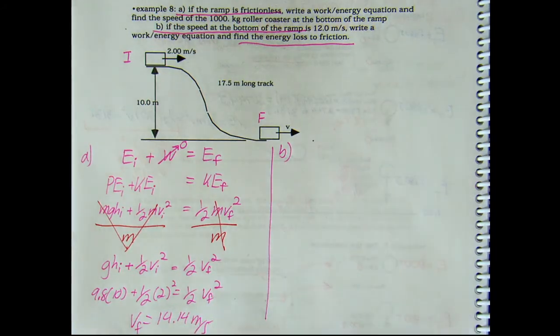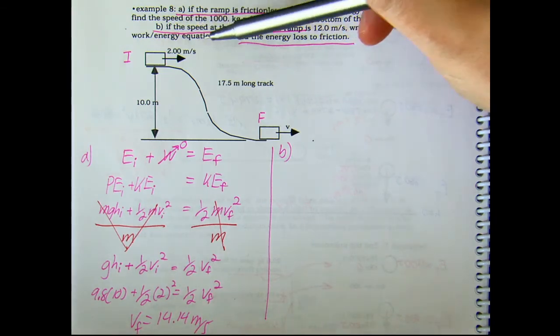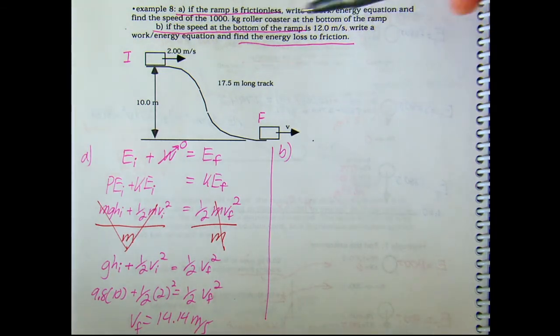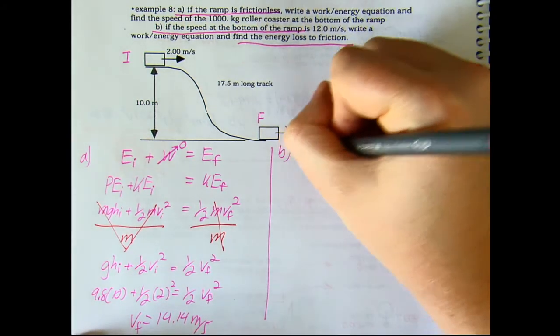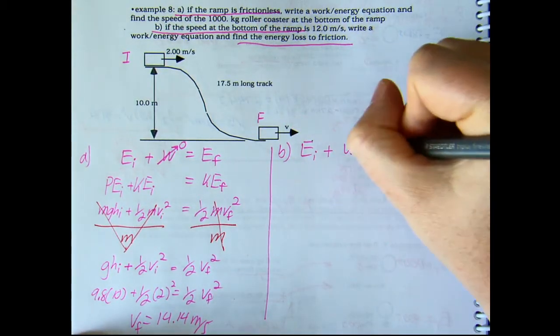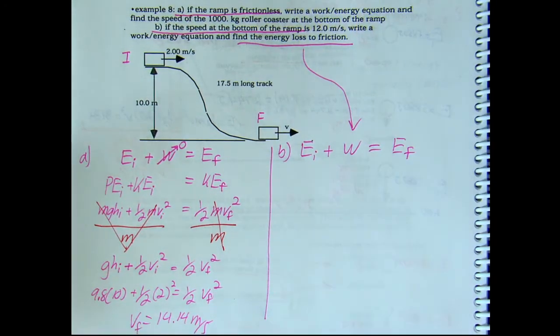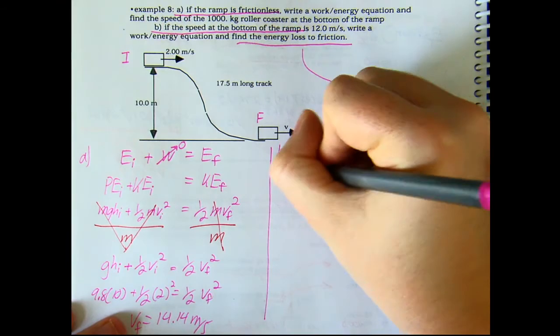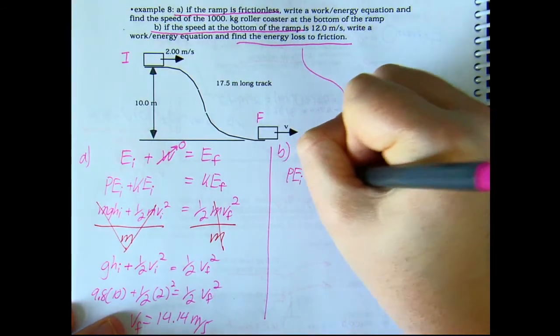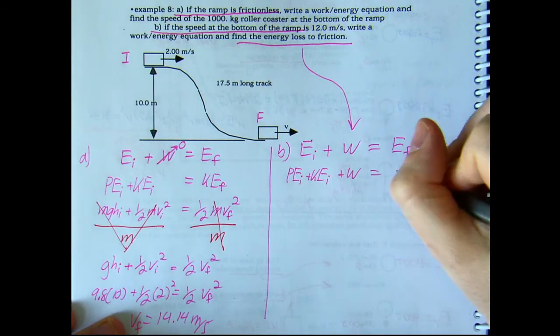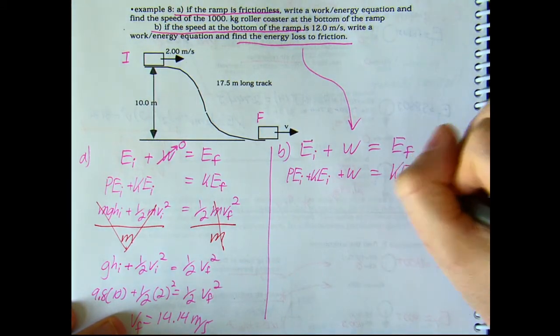Let's assume it's not. We're told here that in part B, the speed at the bottom of the ramp is 12 meters per second. Write a work energy equation and find the energy lost to friction. It's going to start the same way, except here in part B, the energy is lost to friction. That's going to give me that work term. It's non-zero now. So I've got potential energy at the beginning, kinetic energy at the beginning, work being done here, and now just kinetic energy at the bottom.